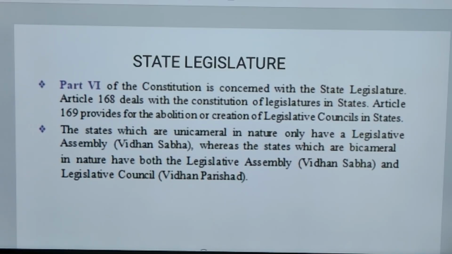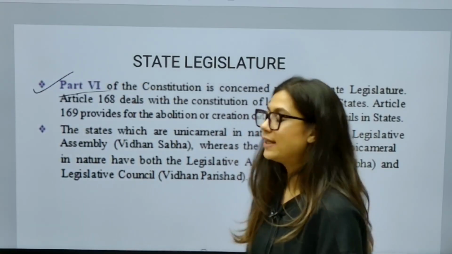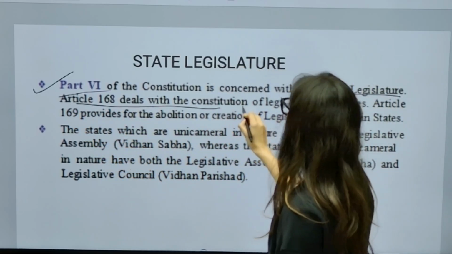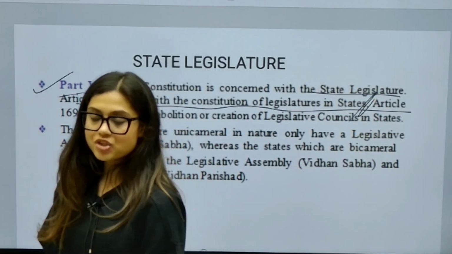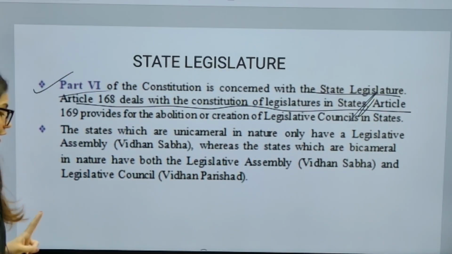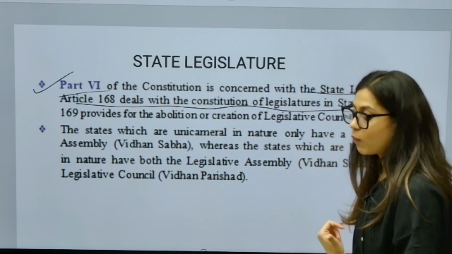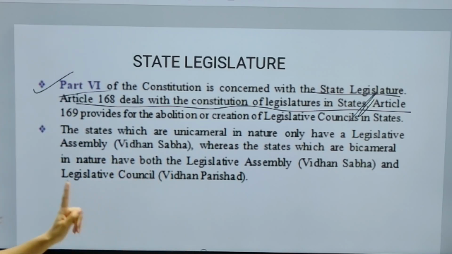Next is state legislature. Part 6 of the Indian Constitution deals with state legislature. Article 168 deals with the constitution of legislature in the states. States can also have a legislature. In India, at the Union we have a bicameral legislature. For states, we have given choices. If they want two houses, they can have two houses. If they want only one house, only Vidhan Sabha, they can have one.